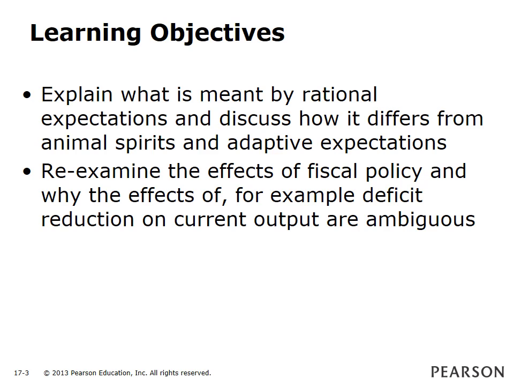Learning objectives. Explain what is meant by rational expectations and discuss how it differs from animal spirits and adaptive expectations. Re-examine the effects of fiscal policy and why the effects of, for example, deficit reduction on current output are ambiguous.